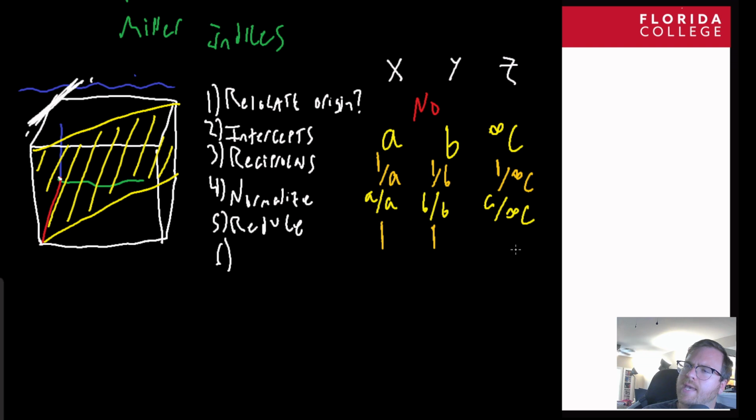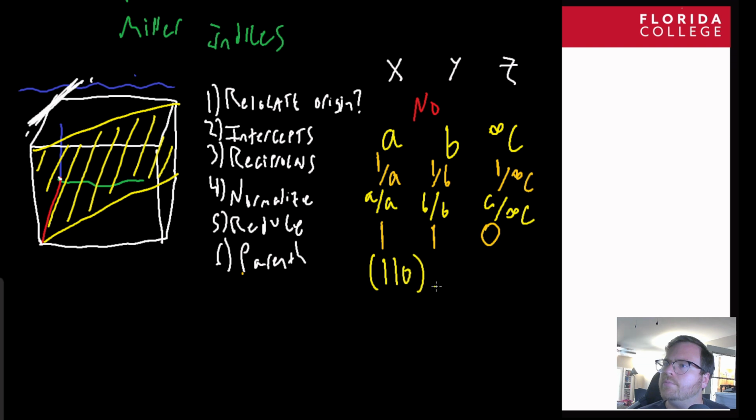What would a scalar value, even 1 here, over infinity make sense too? 1 over infinity or c over infinity has to be equal to 0. Any scalar real value divided by infinity is going to equal 0, and so that's how we keep it. And now finally we just enclose in parentheses, and that'll give us 1, 1, 0. And there's our Miller indices for this plane.